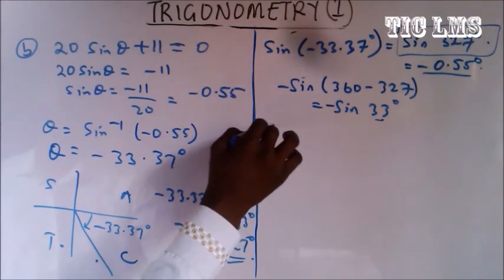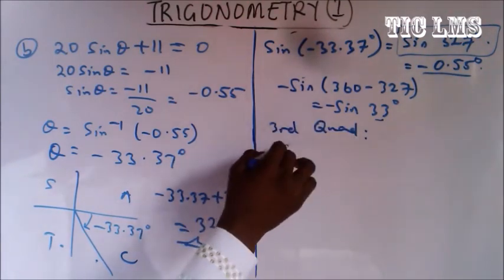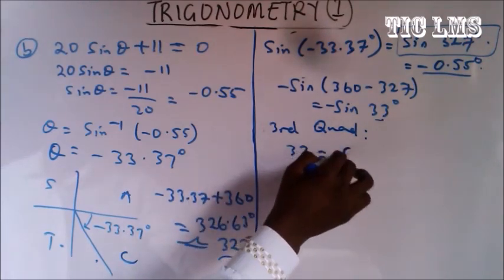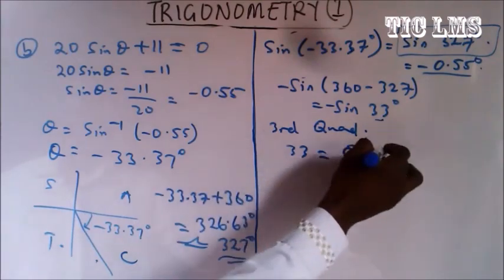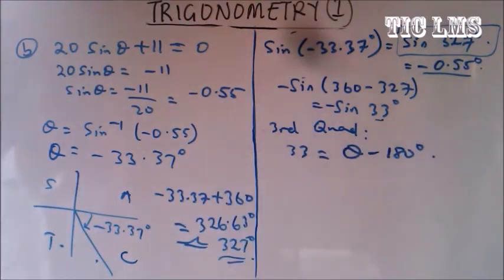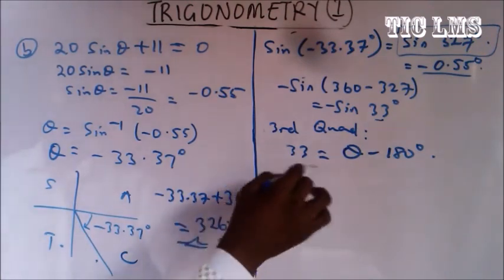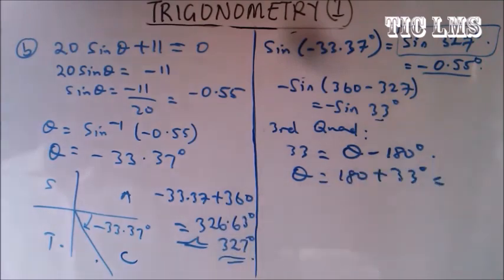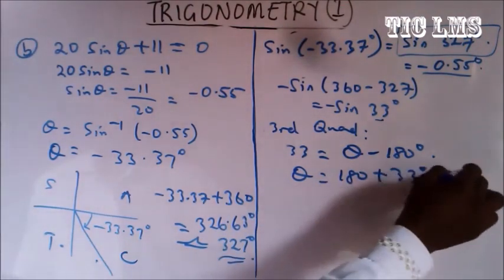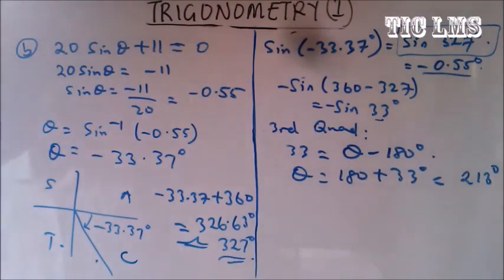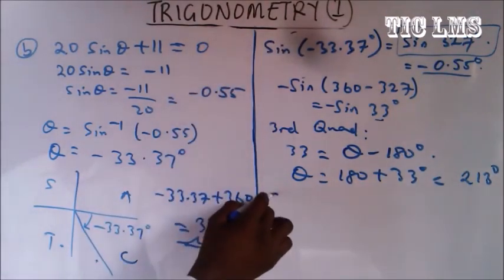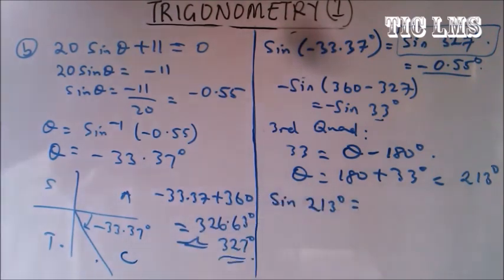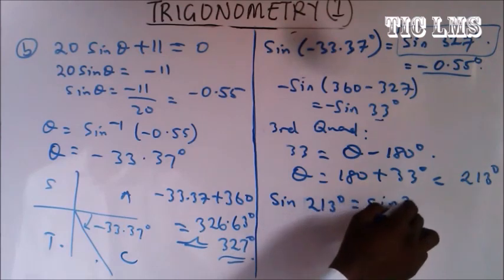So in the third quadrant, the angle will be 33 degrees, which equals its angle in the third quadrant minus 180 degrees. This is the rule in the third quadrant, and so theta will give 180 plus 33 degrees, and that will eventually give us 213 degrees. And so you can now say that sine 213 degrees equals sine 327 degrees.